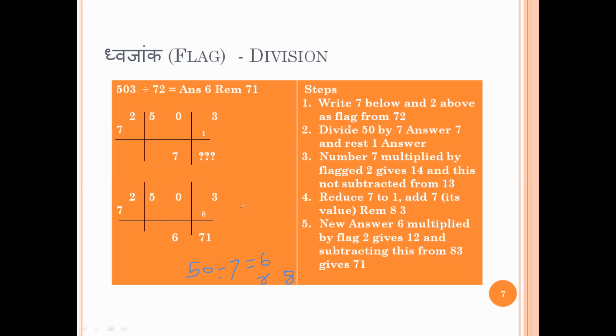Now the next number is 83. 83 minus the answer 6 into the flag. Answer into flag is 12. So 83 minus 12 is 71. So finally I got the answer 6, remainder is 71. Clear? Is this clear or not clear? Or do you find it complicated?